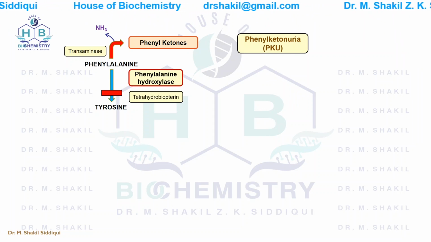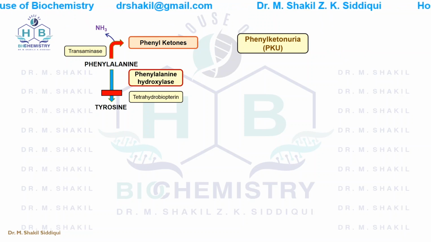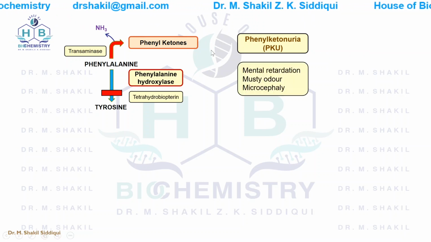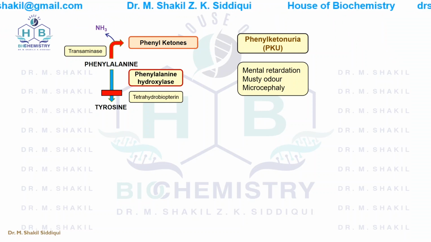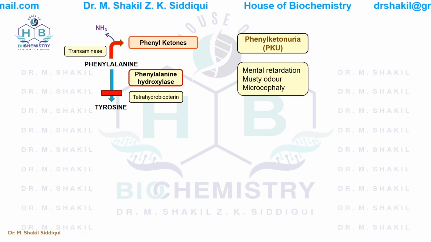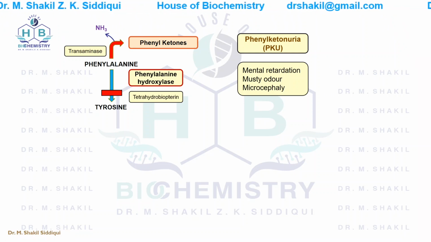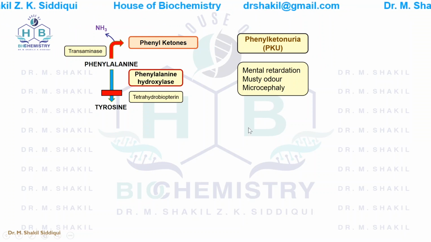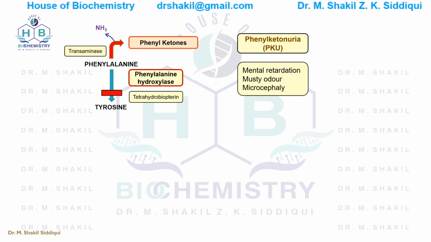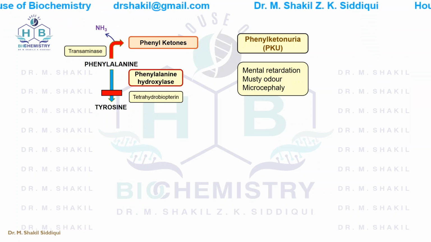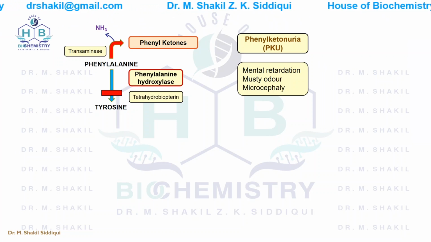The symptoms may be mental retardation. The child may have an IQ as low as 50. Normal IQ is considered to be around 100. So the child will have a lower IQ. There will be a musty odor in diapers that is very characteristic of this disease. There may be microcephaly as phenylketones get into the brain and impair brain functions. It may also interfere with neurotransmitter synthesis.